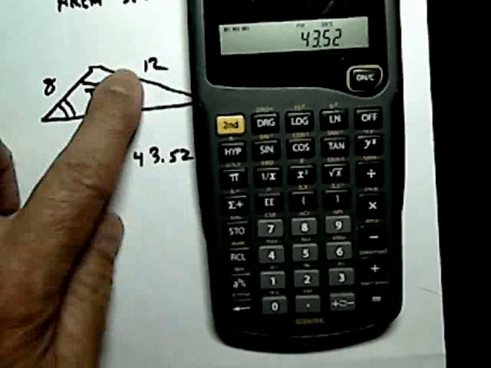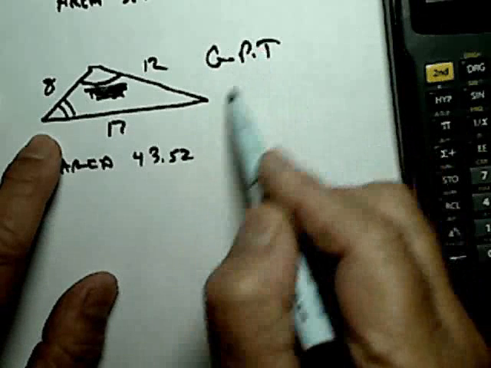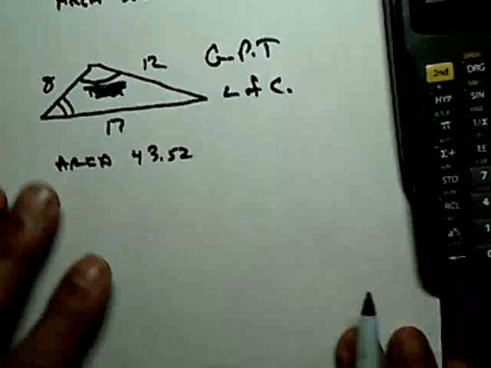So we've done it two different ways now, using the generalized Pythagorean theorem. I call it that. And it's also called the law of cosines. And that's the last topic we teach in foundation.